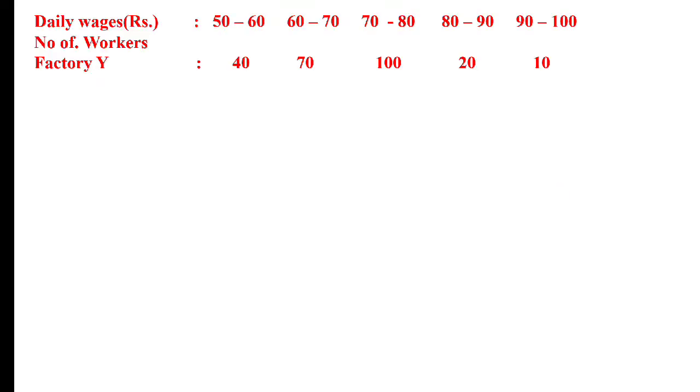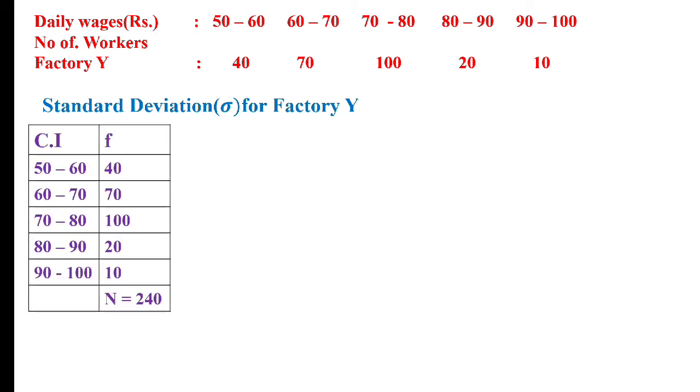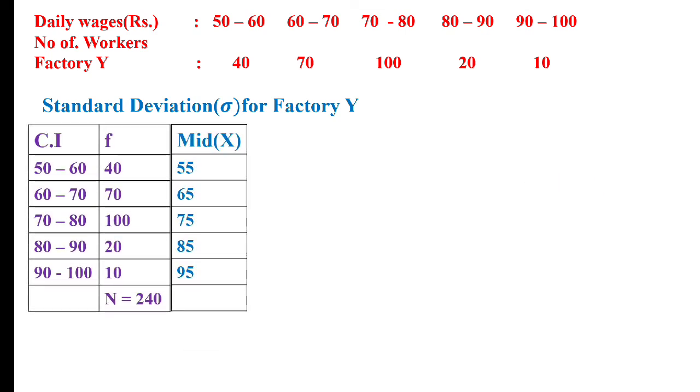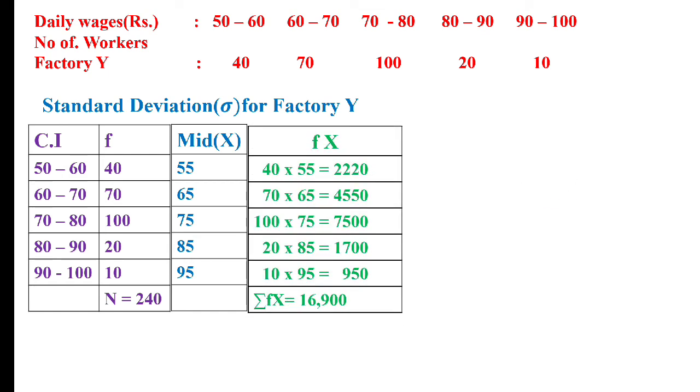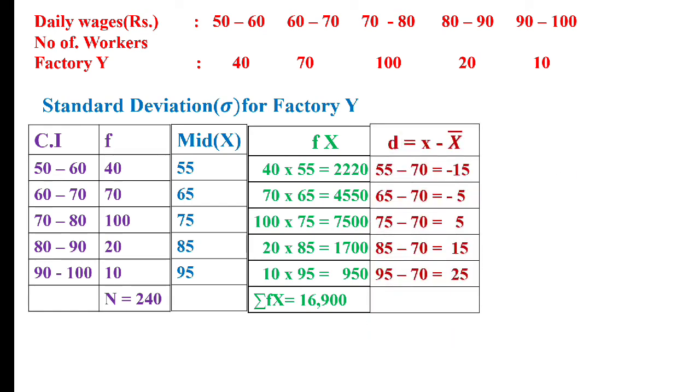Then come to factory Y, written vertically. Then find the midpoints: 55, 65, 75, 85, 95. Then f into x: 40 into 55 is 2200, 70 into 65 is 4550, 100 into 75 is 7500, 20 into 85 is 1700, 10 into 95 is 950. The total of fx values is 16,900.